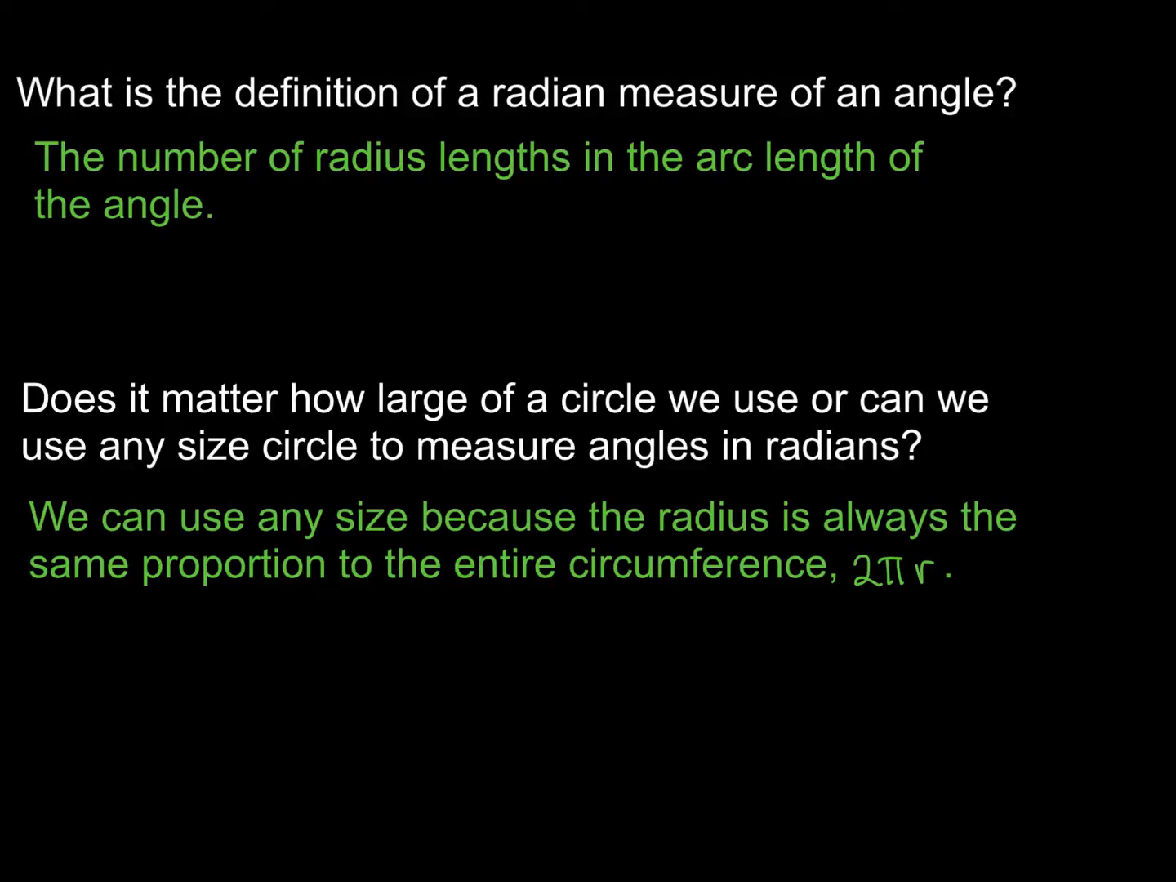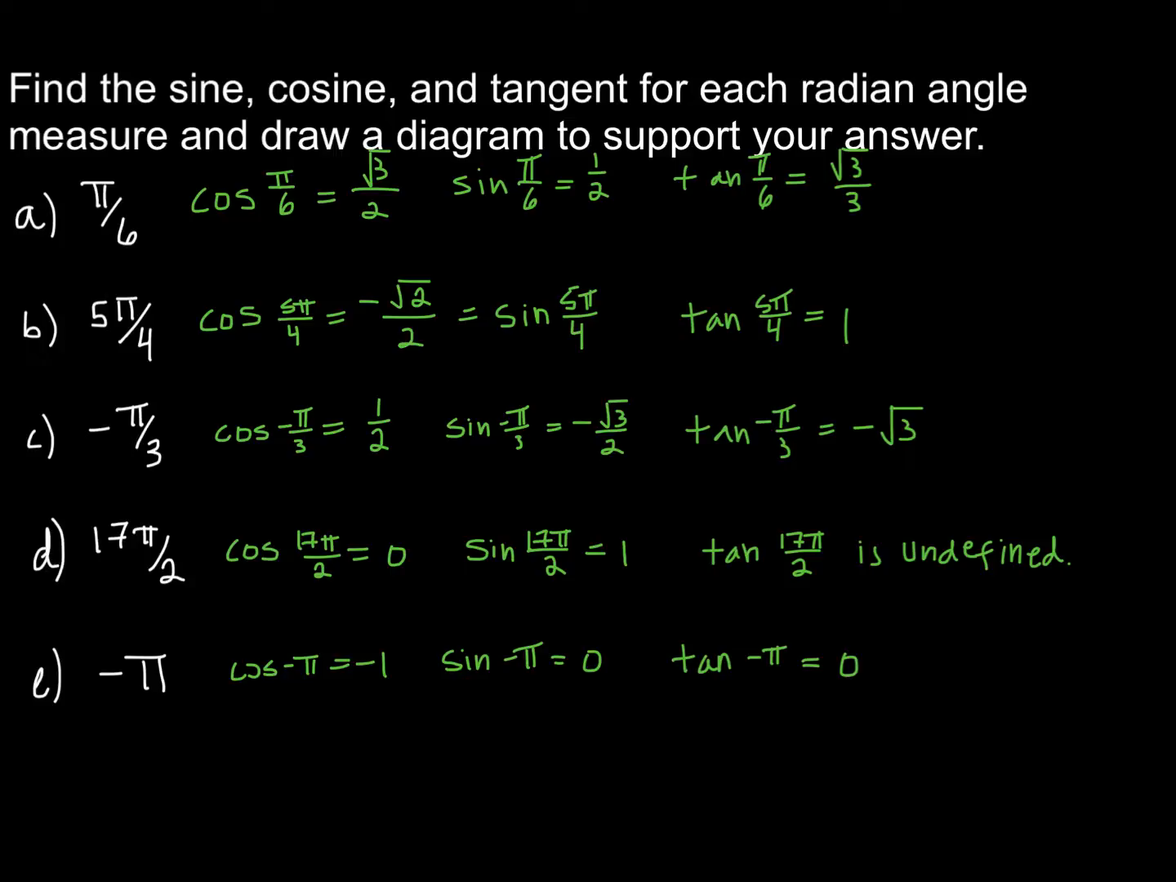Pretty straightforward here. The definition of a radian angle measure is the number of radius lengths in the arc length of the angle. And of course it does not matter the size of the circle you use. We can use any size because the radius is always the same proportion of the circumference. The circumference is 2 pi r, so there are always 2 pi radius lengths in a circle. And so that allows us to always measure an angle in terms of radians, regardless of the size of the circle we use. These should all be pretty straightforward.